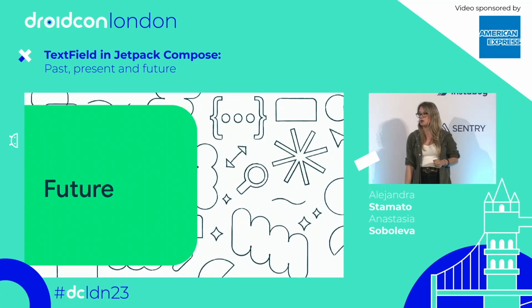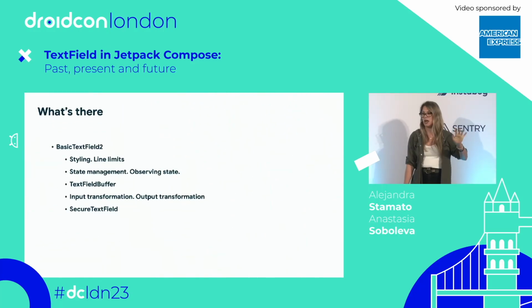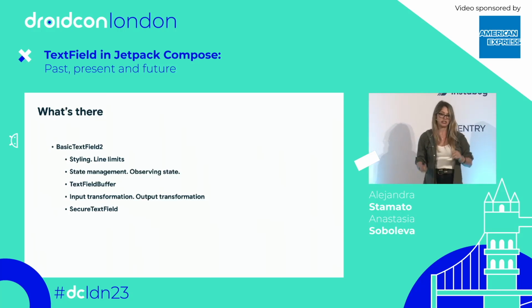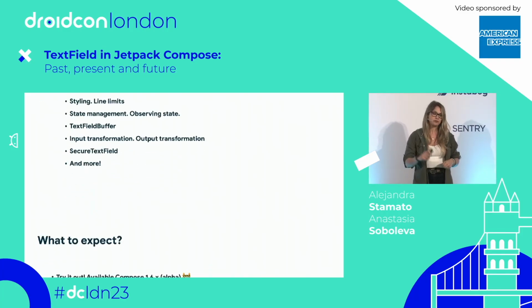Okay, so where do we go from here as developers? We covered basic text field 2, how to style it, how to do state management, observing state, how to edit it programmatically, input and output transformations, and our new ways to define a password text field, and a lot of other things that will make our lives better and simpler as developers, like accessing the scroll state and undo state.